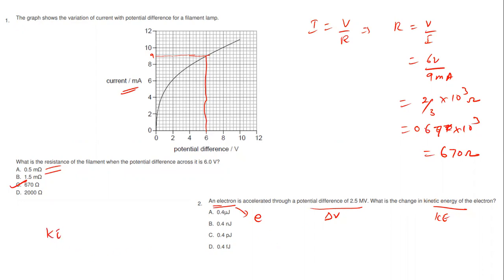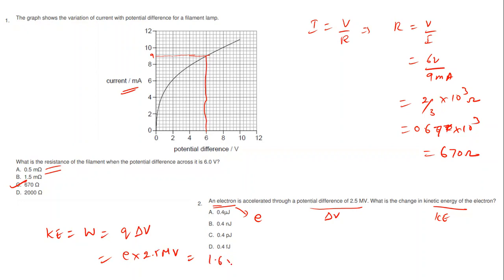Kinetic energy is nothing but energy. We all know kinetic energy should be half mv square. You might be looking at where is m and where is v. That need not be given over here, because the potential difference is given. So kinetic energy is nothing but work done, which should be equal to Q times delta V. Now what is Q? Q is nothing but e. And what is delta V? 2.5 megavolt.